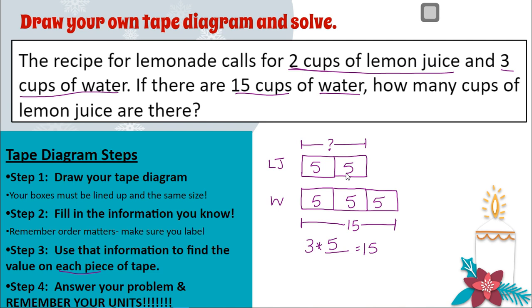So step 4, answer your problem and remember your units. What do you think? How many cups of lemon juice do we have in total right here? 5 plus 5 is 10. So answer your question, 10 cups of lemon juice.